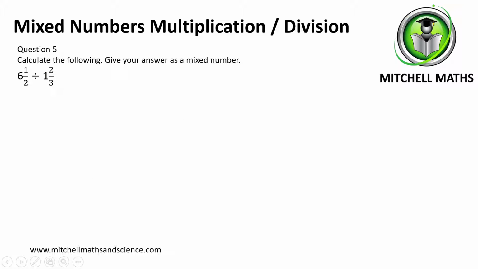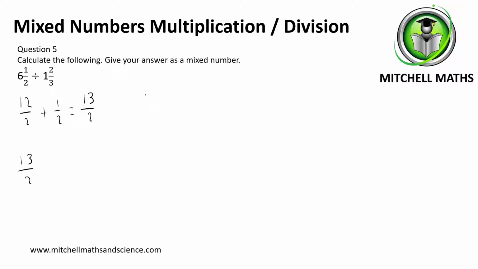Now let's have a look at when you've got mixed numbers. What we're going to do here is convert the mixed numbers to improper fractions, and then flip over and multiply. So I've got 6 and 1/2. Well, how many halves are there in 6? That's going to be 12. So I'll have 12/2 plus a half, which is 13/2.